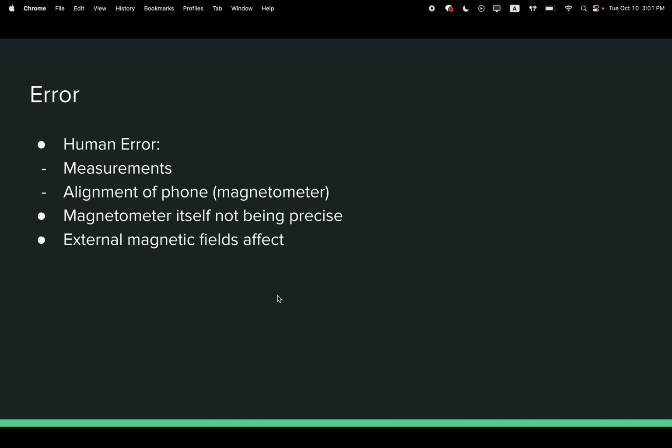And this could be different from my manual calculations due to human error, like measurements or alignment of the phone magnetometer. And also there is a possibility that the magnetometer itself is not precise, and there also could be external magnetic fields from Earth that could affect the calculations and the measurements.